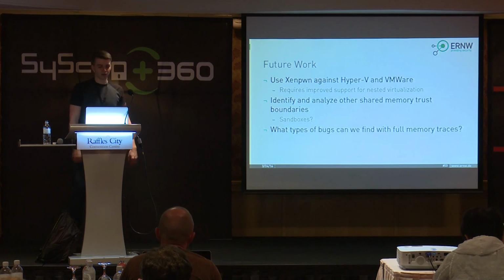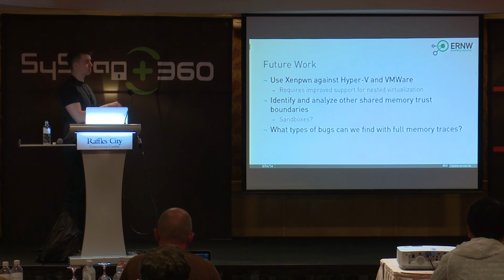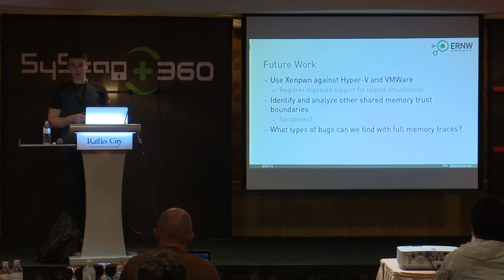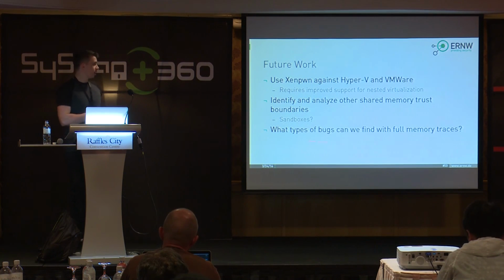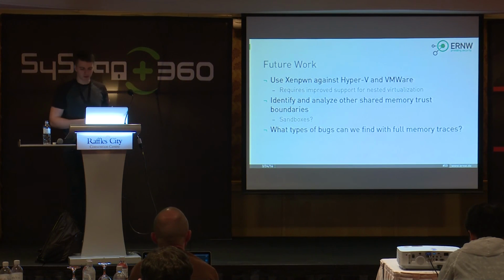Next goals are basically I want to use Xenpwn against Hyper-V and VMware, which requires improved support for nested virtualization. I want to identify and analyze other shared memory trust boundaries, mainly sandboxes. And an open question is what types of bugs can we find with full memory traces? Currently we trace without memory content, so it would be quite interesting: if we trace memory content, can we find different types of bugs besides double fetches?